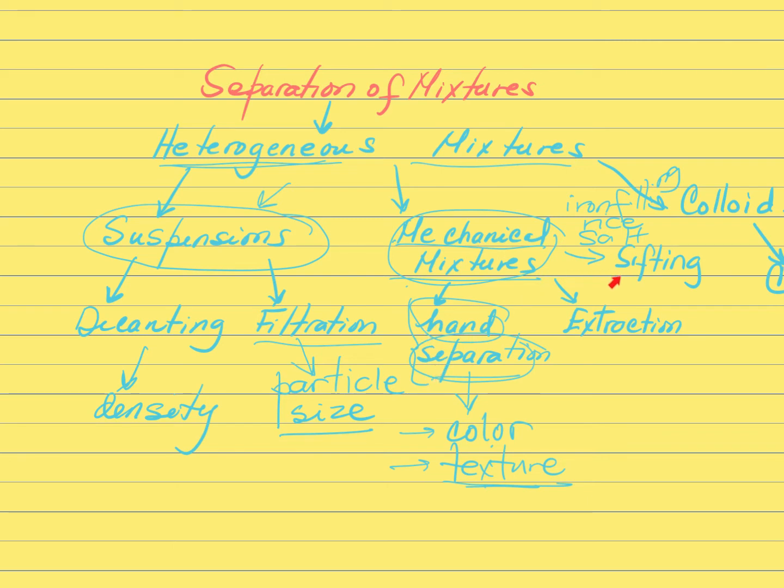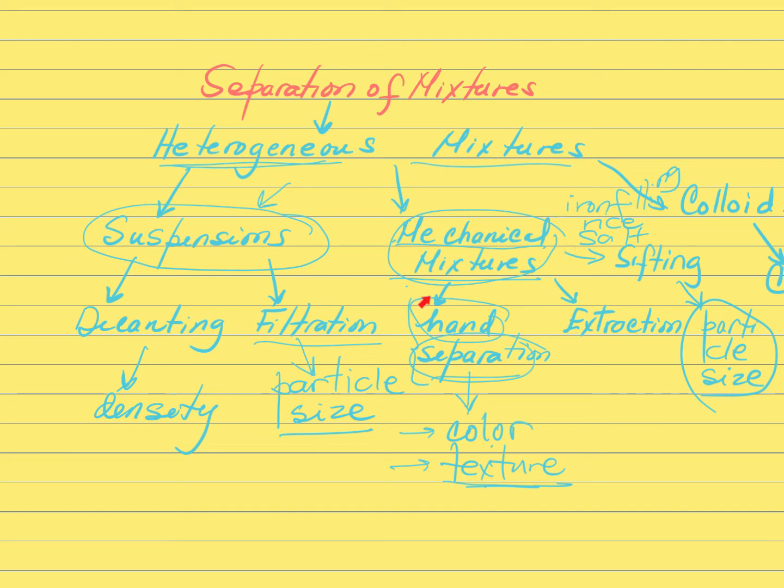What is the technique that you're going to use? Sifting. Sifting is also using particle size as the physical property. In this particular case that I'm showing you over here, you can use a combination. Sifting to separate the salt from the rice and the iron. But let's say that you still have a small particle of iron in your salt, then you can separate the iron using magnetism, which is another technique. But you're going to use magnetism when one of the substances involved is magnetic.